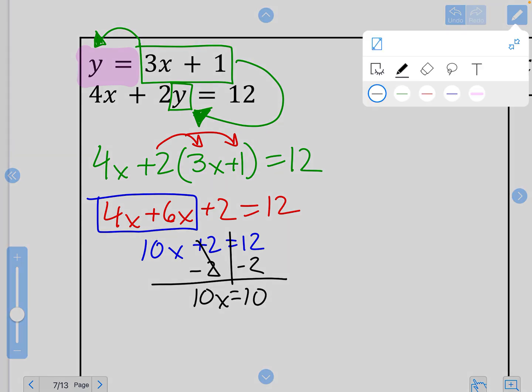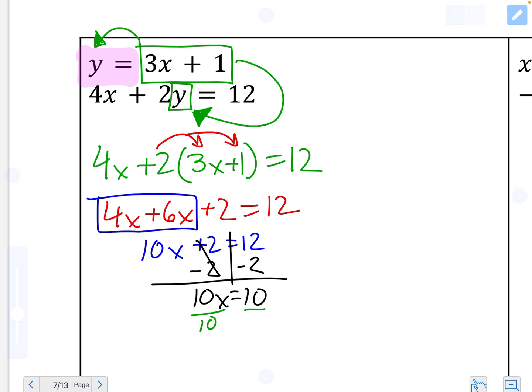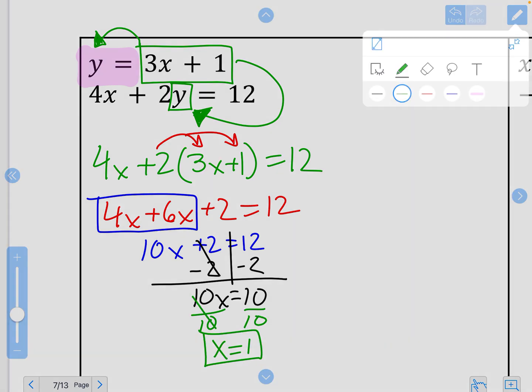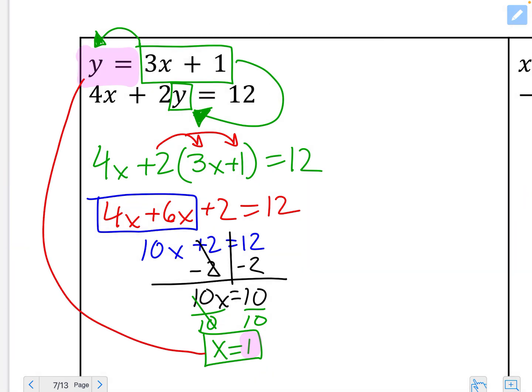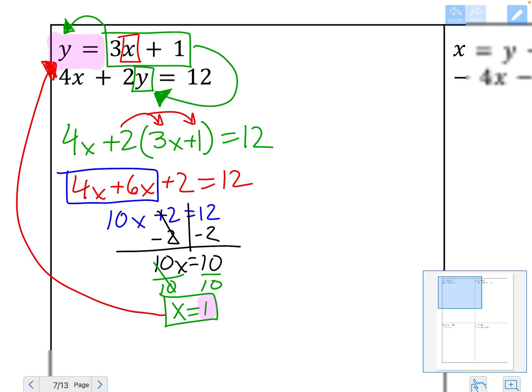And then our last step is we want to divide by the coefficient in front of x. And then x equals 1. So I'm going to highlight everything after the equal sign. And then I'm going to plug this back into that first equation. And because x equals 1, I'm going to plug it into the x spot.